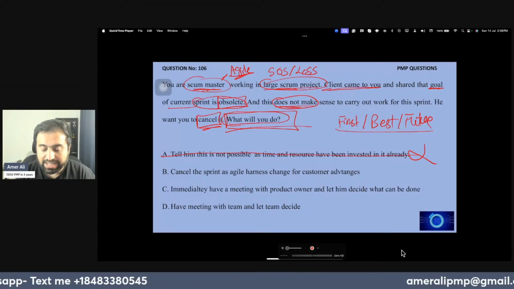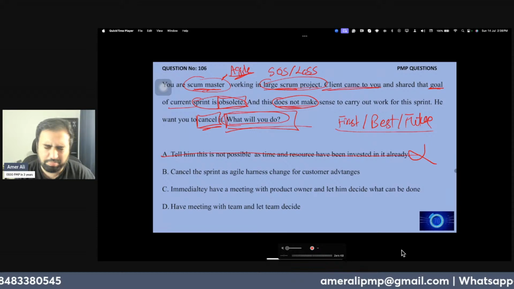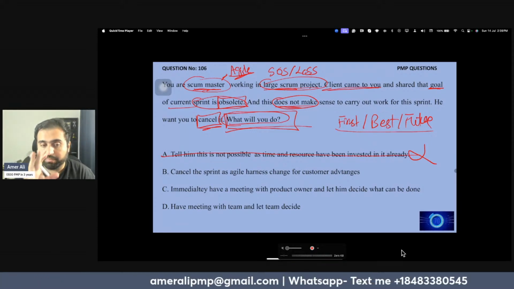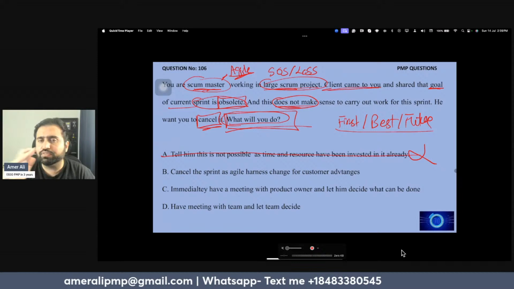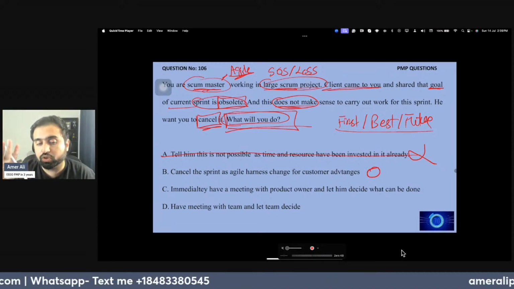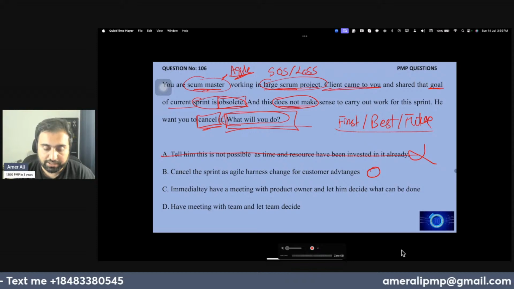Cancel the sprint as Agile embraces change. Not a bad option. I will explain why it is wrong or right, but later on. So if you are confused, if you are not sure, just mark it. For A, I was 100% sure. I know the reason. I'll mark it.